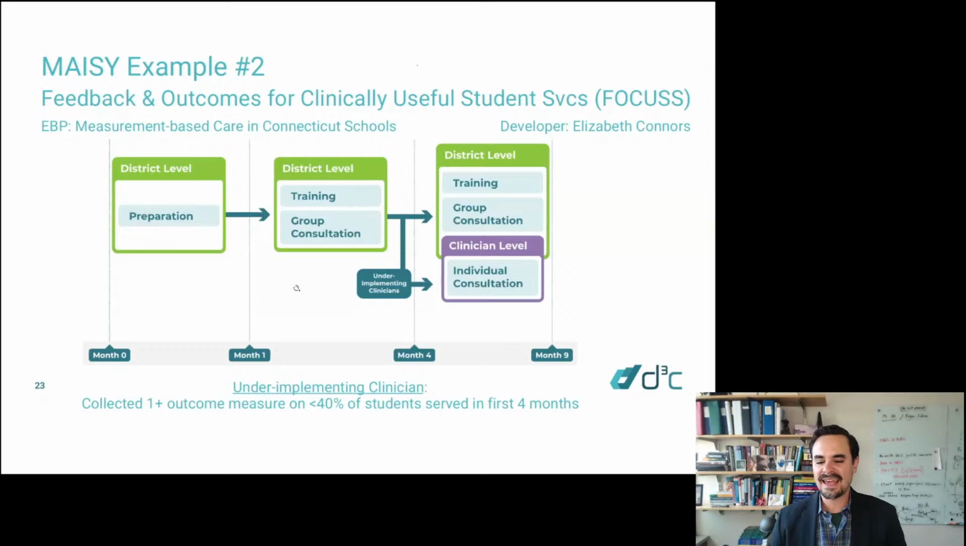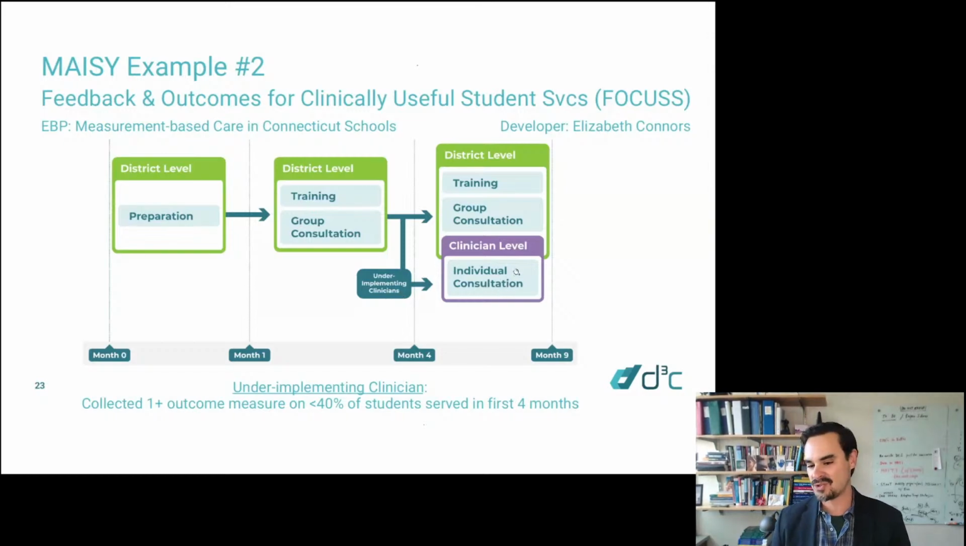The key thing I want to draw your attention to is that 4 months into her program, she knows whether a clinician inside of any one of these districts, that's the purple, is under implementing, and this is how she defines it. The clinician collected one or more outcome measures on less than 40% of the students served in the first 4 months, and if that is true, then you are under implementing. And if you're under implementing, then she provides this pretty expensive intervention.